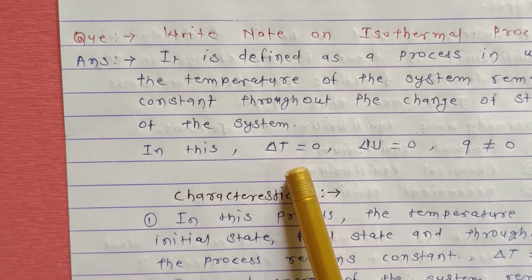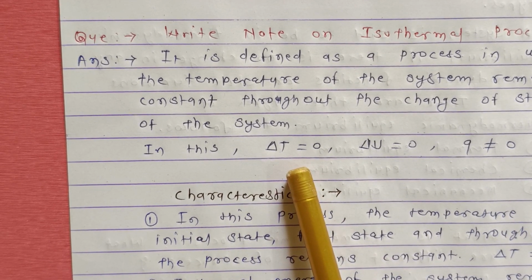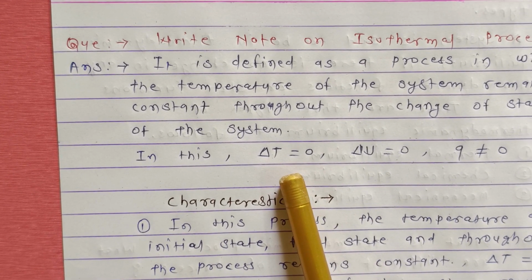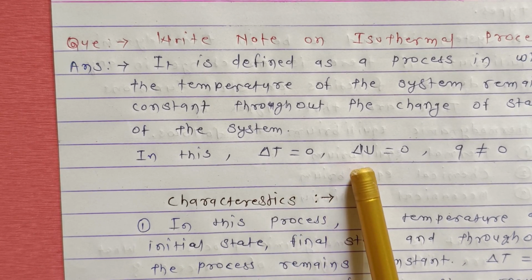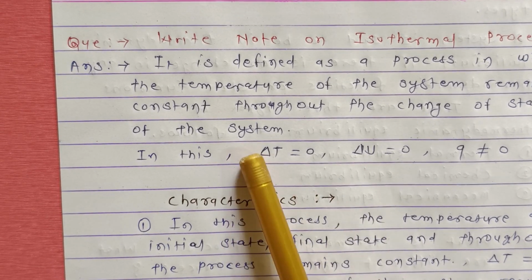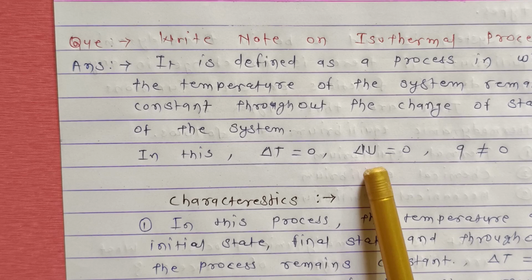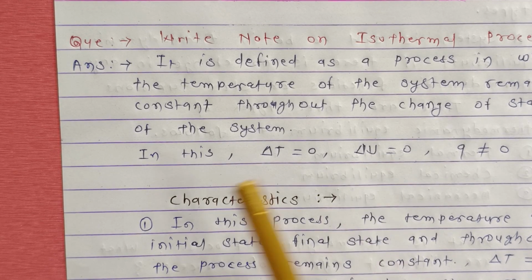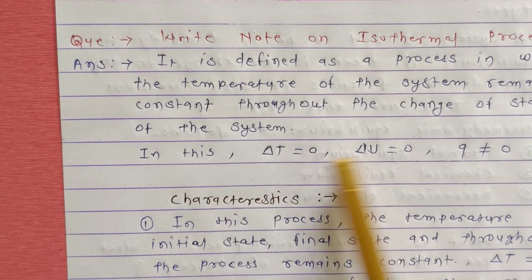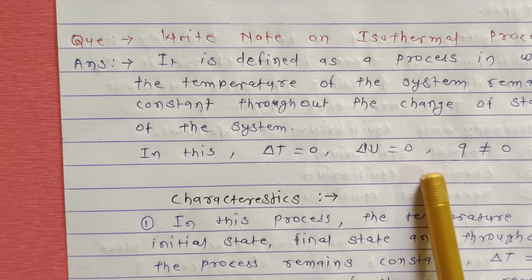And internal energy is related to the temperature. Temperature changes, internal energy changes. Temperature increases, internal energy increases. Temperature decreases, internal energy decreases. But temperature remain constant, means internal energy remain constant. Delta T is equal to 0. Therefore, delta U is equal to 0.